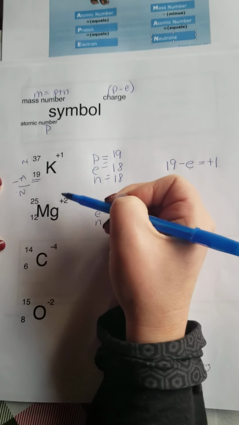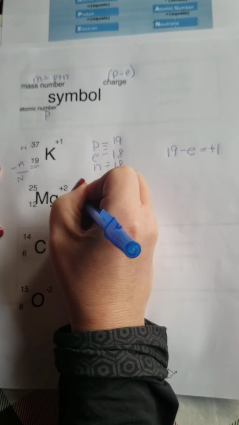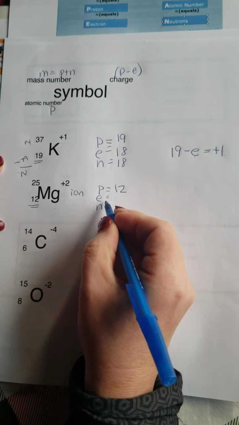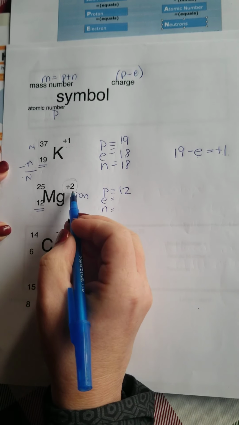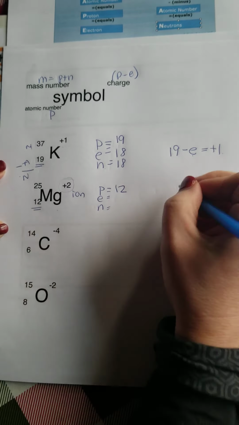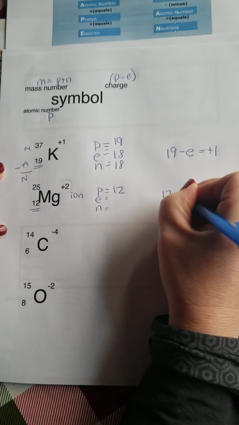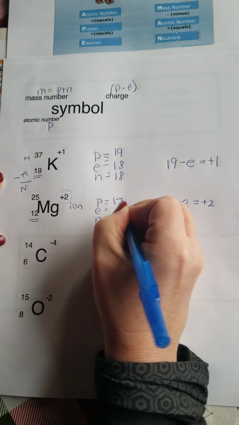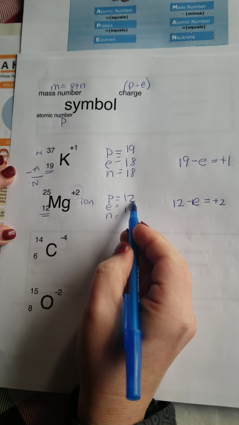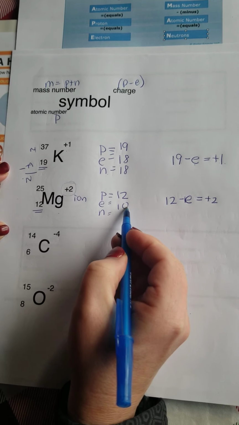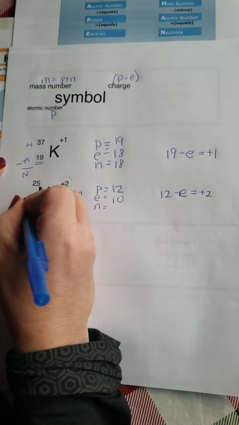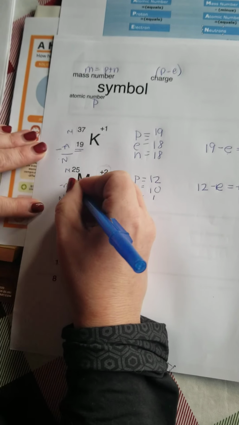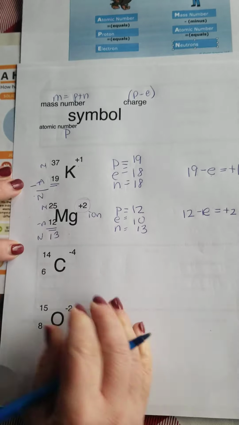Okay, now let's take a look at another ion. Whenever the charge is not 0, we call these things ions. Protons, 12. The electrons are not 12. This time, they've lost 2 negatives. Or if you like looking at the math, 12 minus electrons has to equal +2. So 10. Notice it started off with 12, but when it was neutral, it lost 2. Or you can do the math. Man to get our neutrons, and subtract, and we get 13.